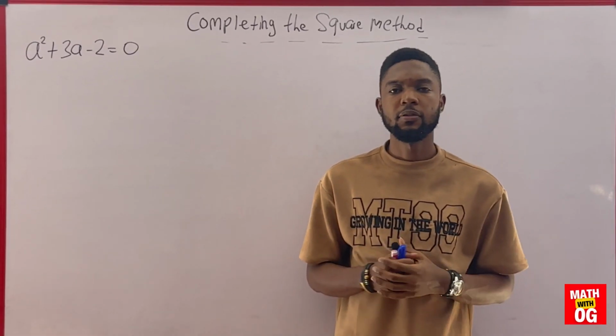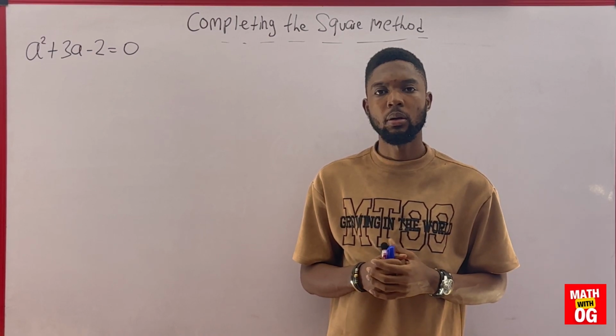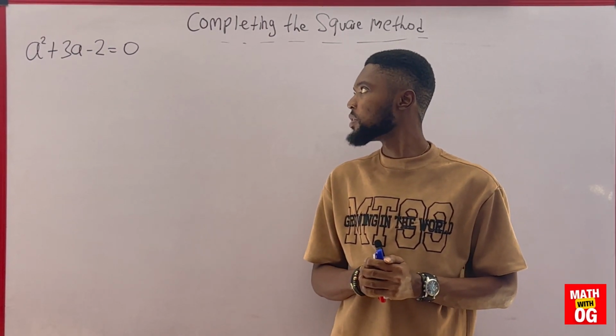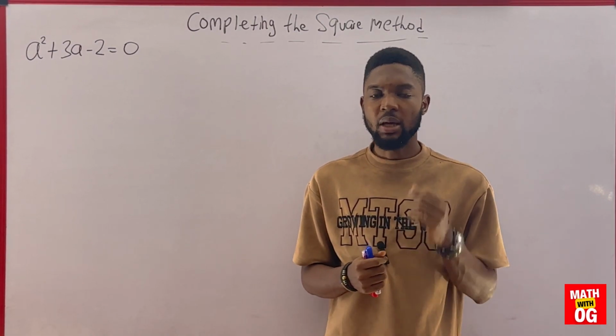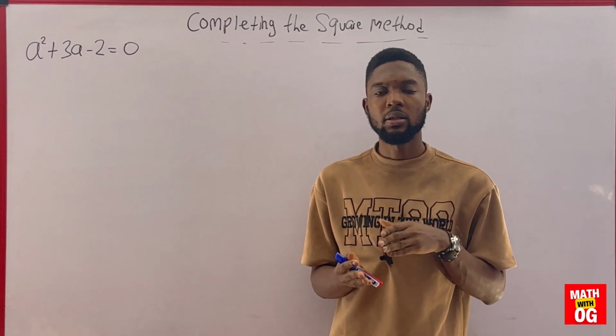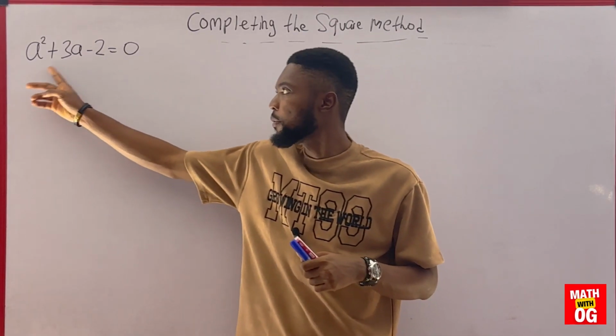Hi guys, in this video we'll be looking at how you approach questions using the completing the square method. For this question we are given a squared plus 3a minus 2 equals 0. Before we go on to solve, most times we use completing the square method or formula method when the expression cannot be factorized. That means the left hand side cannot be factorized.